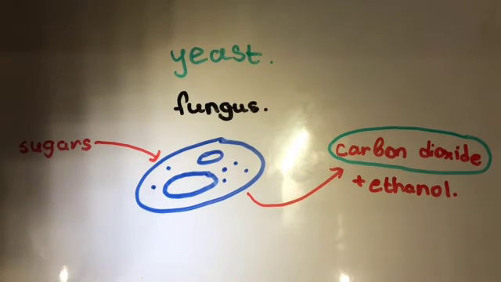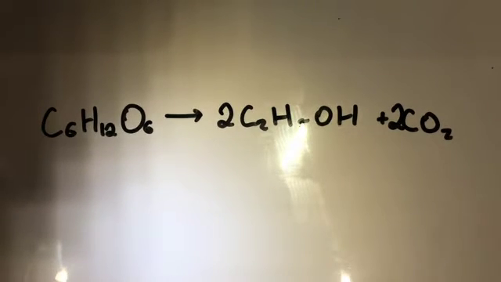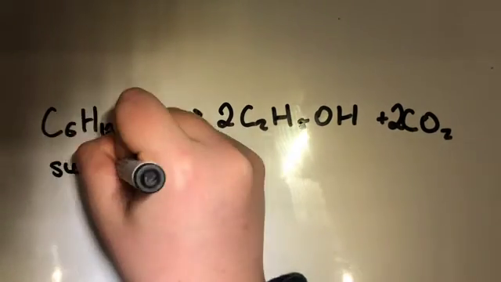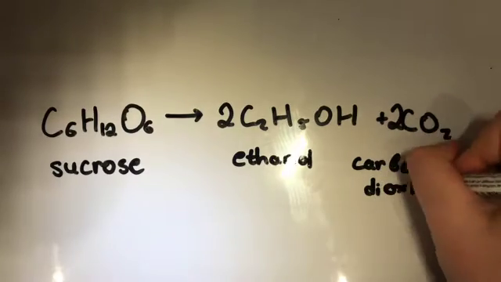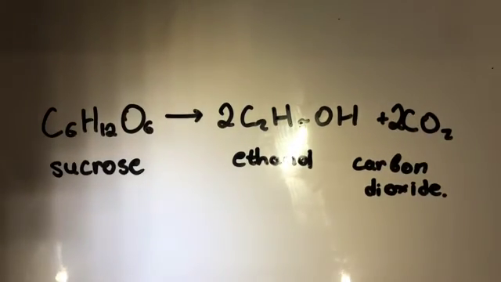The carbon dioxide produced is a gas, and therefore it gets trapped in the dough and consequently makes the bread rise. This can be shown by the following equation. Here we can see that sucrose is broken down to ethanol and carbon dioxide.